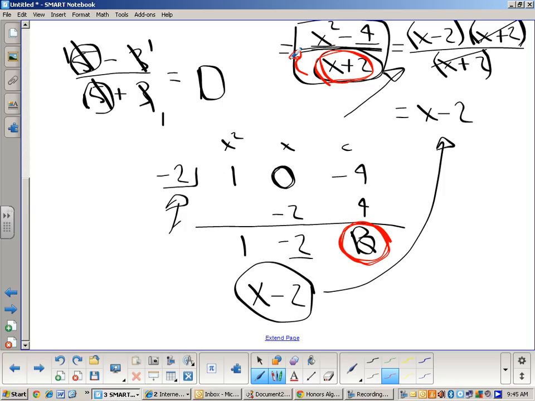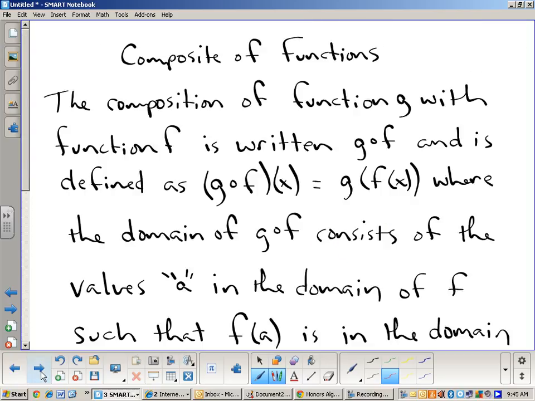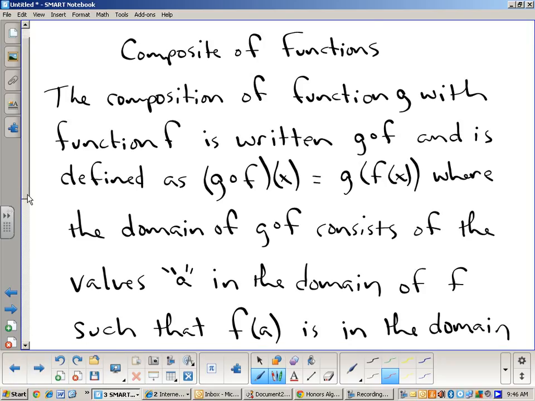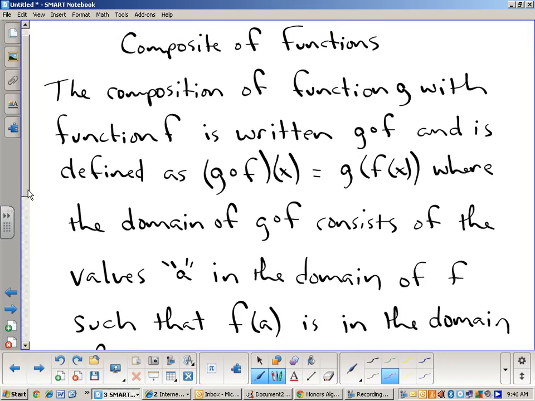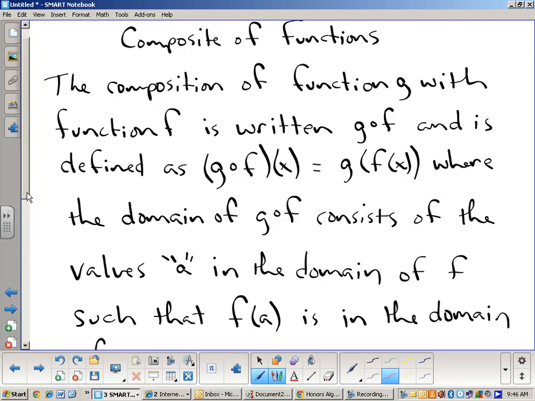All right? Any questions on that? So lots of opportunity to practice this stuff in the next 2 days. We're going to spend today and tomorrow going over this. And don't forget the checkpoint quiz that goes along with it. The composite of functions. This definition's in your book also. I'll pause, make sure everybody had a chance to copy it down.